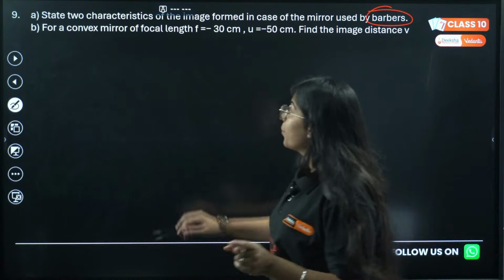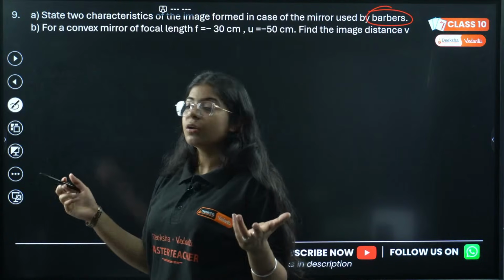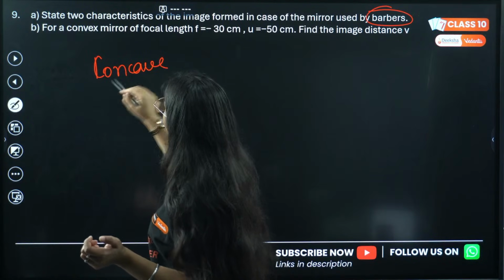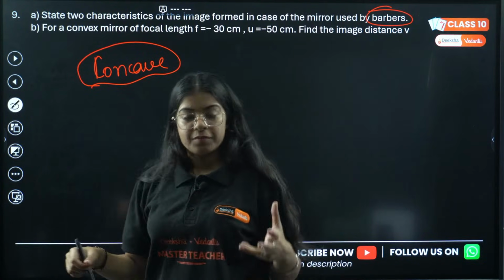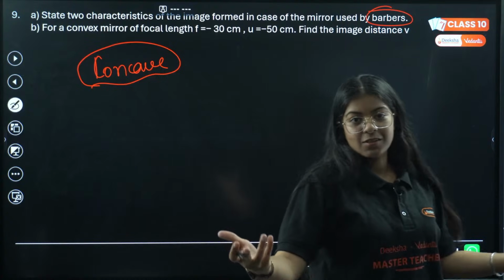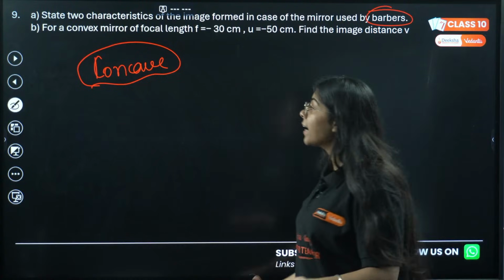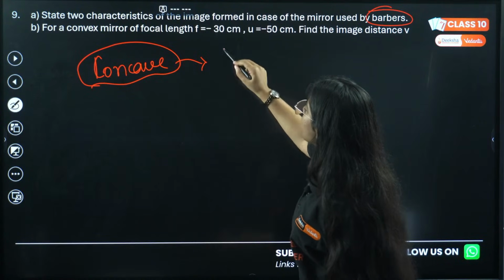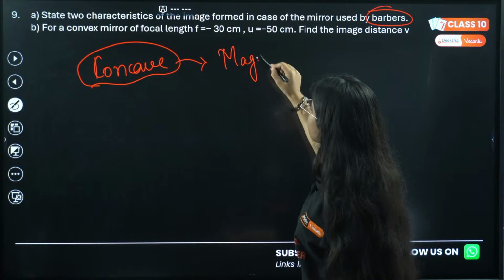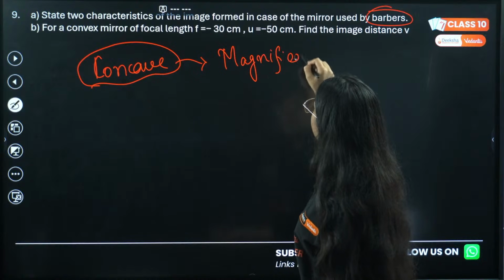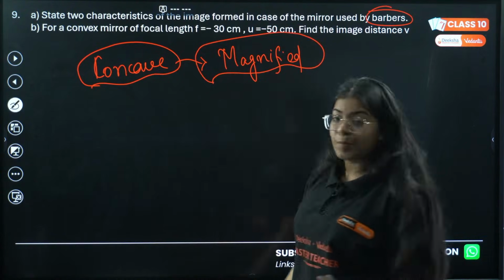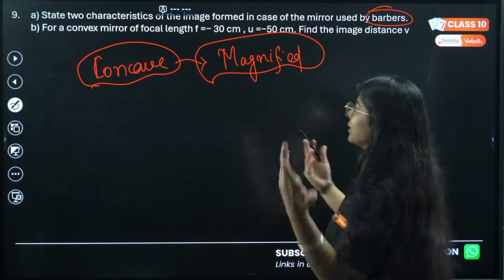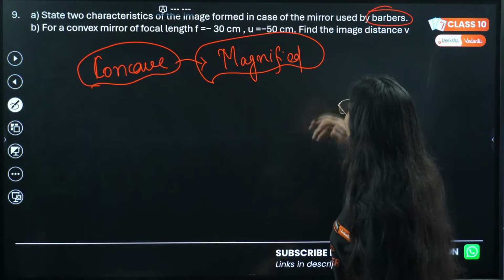Very good, beta. Barbers, when we go to a salon, use concave mirrors so that we can see a magnified image of our face or our makeup or beard. Correct? So a concave mirror is used. The main characteristic for why they use it is that it forms a magnified image, so you can closely see what they have done to your face or your hair.